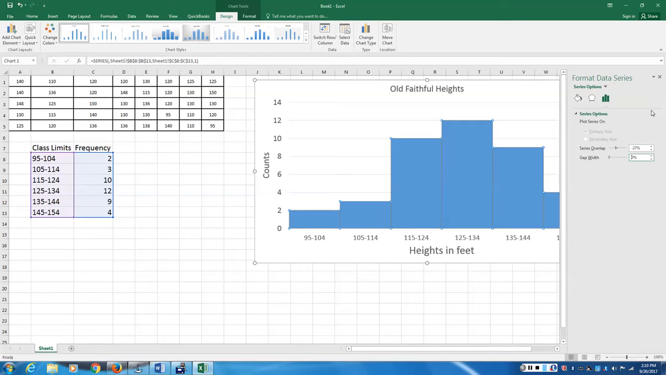Now, while we're still here, I'm going to have you do one other thing so that we don't have to go back through this process again. After you close the gap, by typing a 0 in for gap width, I want you to go to the little paint can, and we want a border.